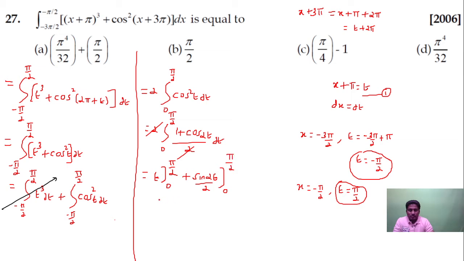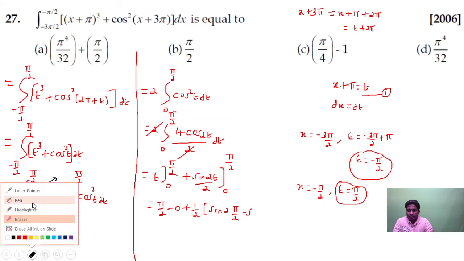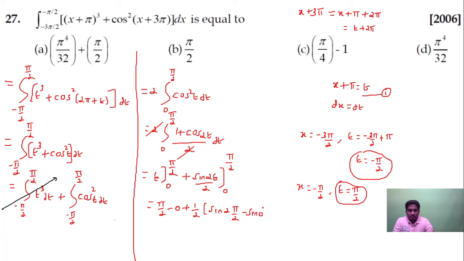Now this is equal to, upper limit is pi by 2, lower limit is 0, plus half of sine of 2 into upper limit, 2 into pi by 2, minus sine 0. So 2 and 2 cancel. Sin pi will be 0, sin 0 will be equal to 0. So this is 0 and this is 0. Left out is pi by 2. Answer is option B. 27 is B.